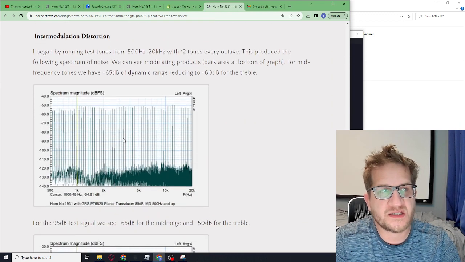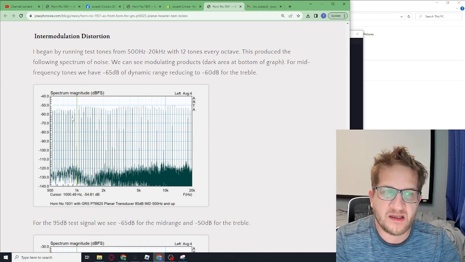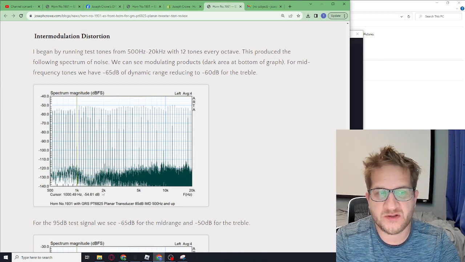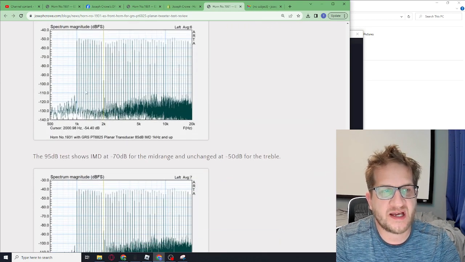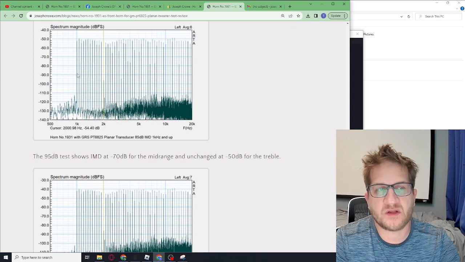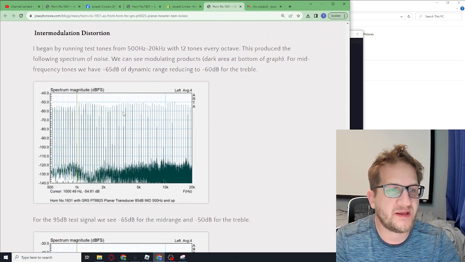So intermodulation distortion, we tested it at 85 and 95, and I also tested it with test tones. So we can see here the test tones range from 500 hertz up to 20k. If I scroll down here, I also did the same test with the test tones ranging from 1 kilohertz up to 20 kilohertz, and I'll show you the result on that in a bit.